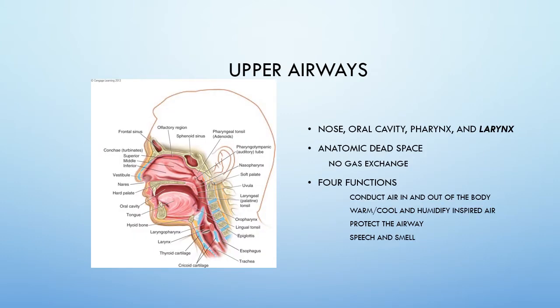So, upper airways. This is a great picture. It's in your book, of the nose, the oral cavity, the pharynx, the larynx, and all of its parts. All of the conducting airways are considered anatomic dead space. We're going to talk more in a later video about anatomic dead space, but what you need to know now is that there's no gas exchange taking place in the conducting zone. It's simply a tube for passage.